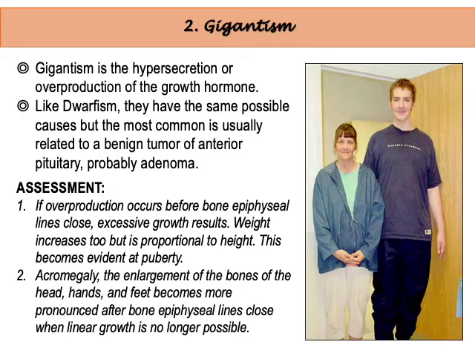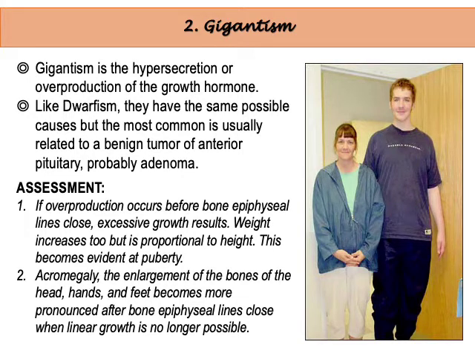Gigantism is the hypersecretion or overproduction of the growth hormone, which is the opposite of that in dwarfism. Like dwarfism, they have the same possible causes, which are a brain tumor, genetic, or unknown. But the most common in gigantism is related to a benign tumor of the anterior pituitary, probably adenoma.